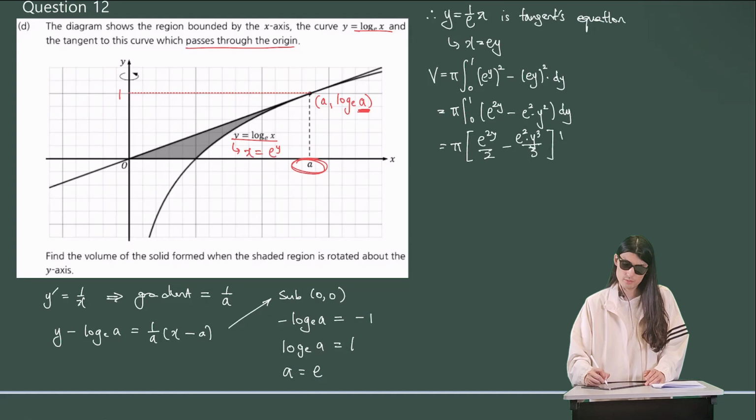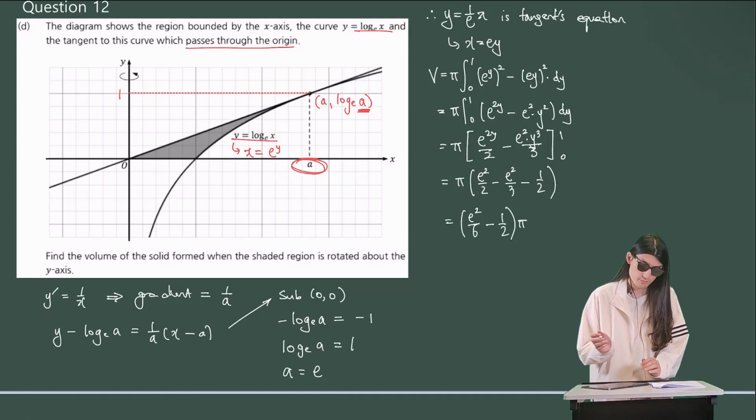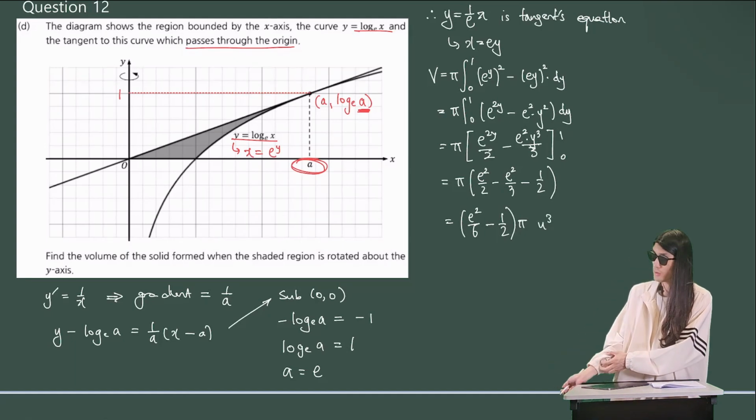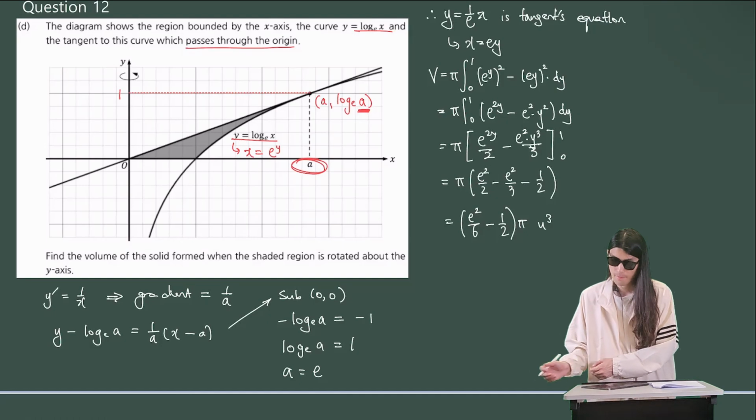There you go. Upper minus under. Simplification. And that unit cubed is the volume that's formed. Okay?